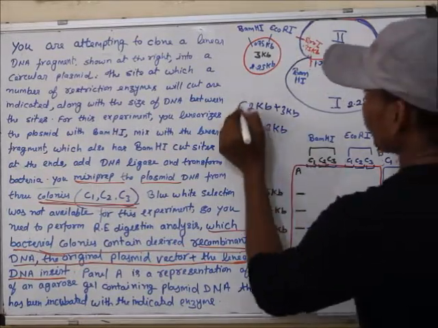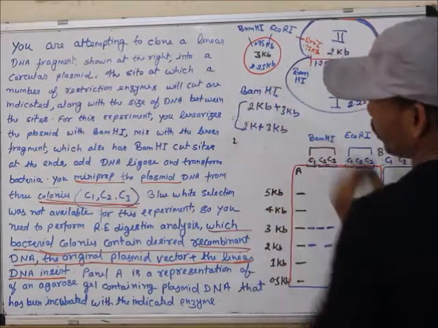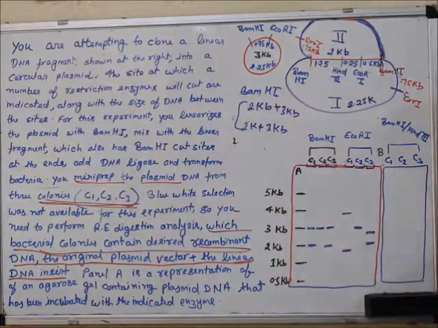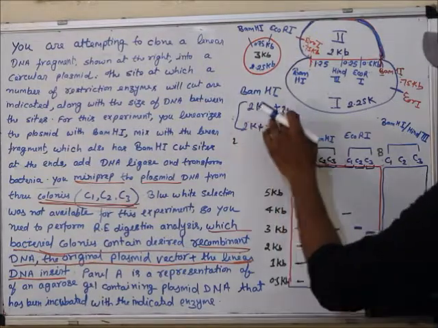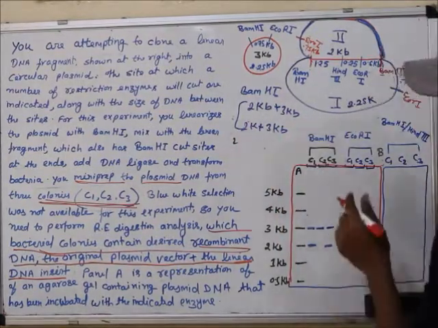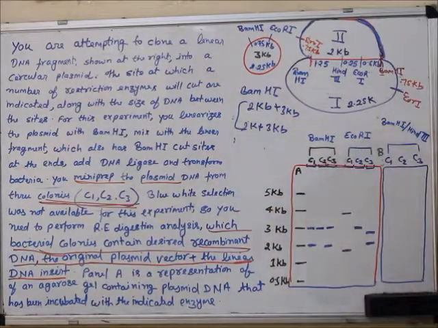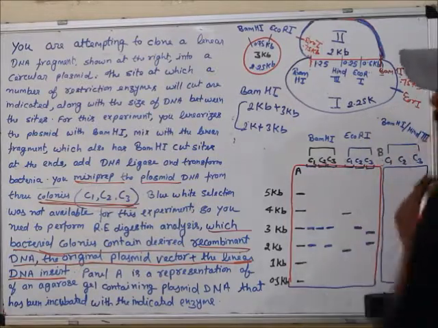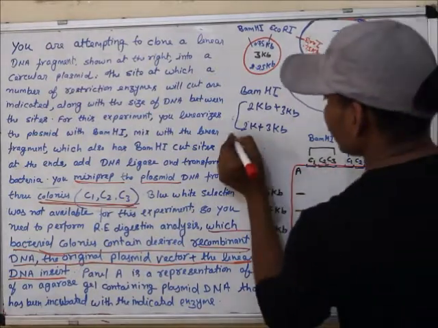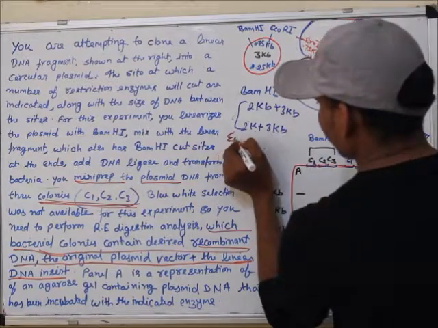Okay, in case of BamHI first digestion, in both orientations we get 2 kb and 3 kb. Then if you digest with EcoRI, what would be the results?